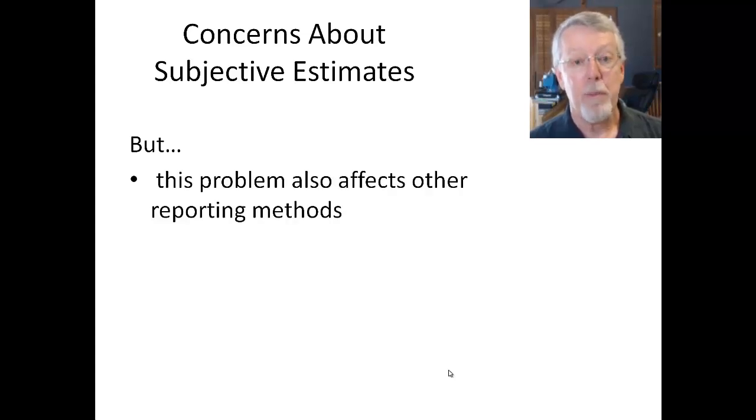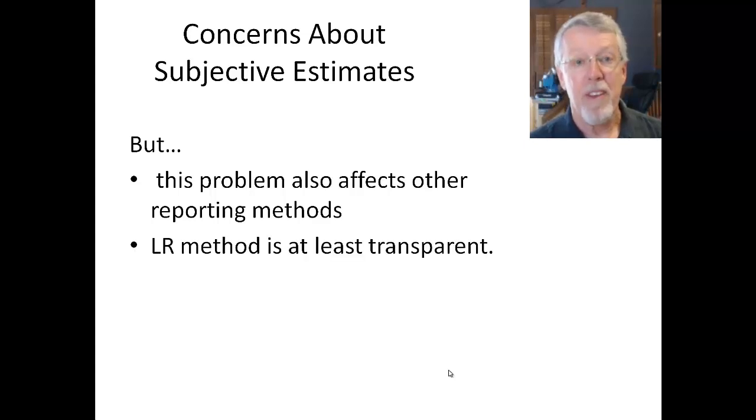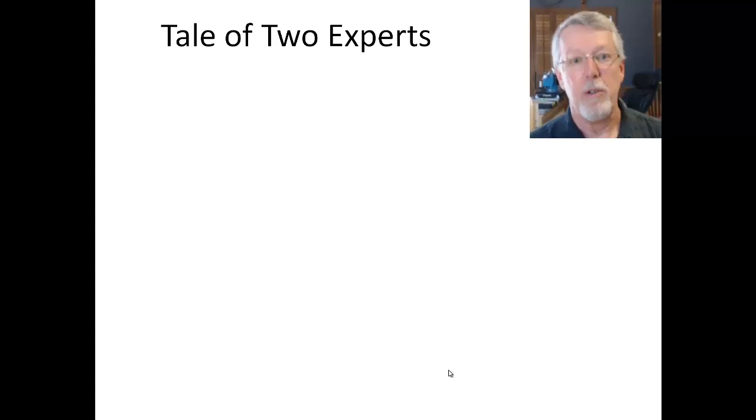However, you need to understand that this problem also affects other reporting methods. If you're concerned about the subjectivity of the likelihood estimates, the problem isn't solved by not reporting those estimates, but simply reporting a decision based on those estimates. If forensic scientists report their likelihood estimates, at least we know what those estimates are. Whereas if they're saying it's an identification, or it's probably the source, it's not so clear what their likelihood estimates might have been that led to those conclusions.